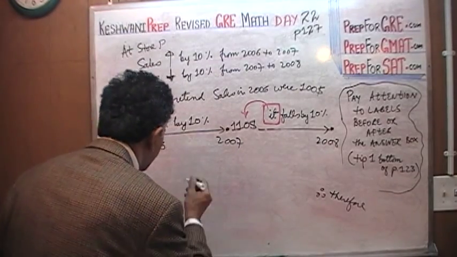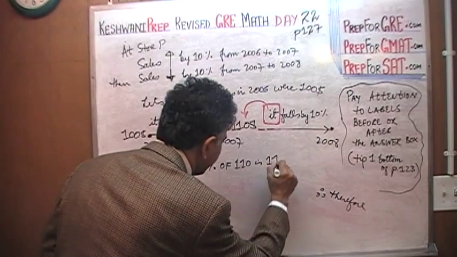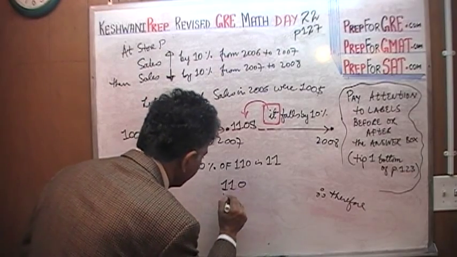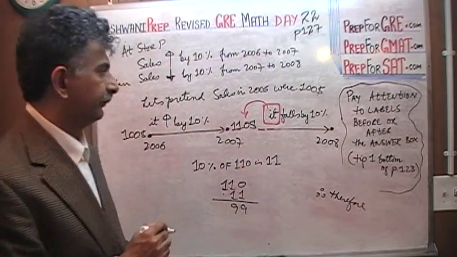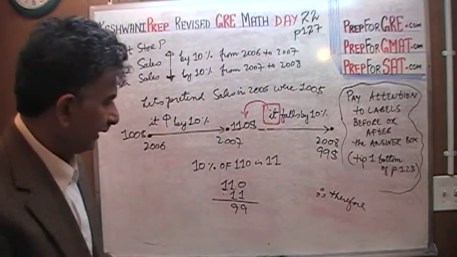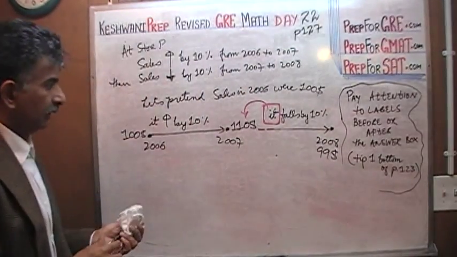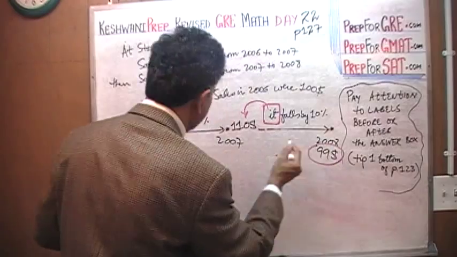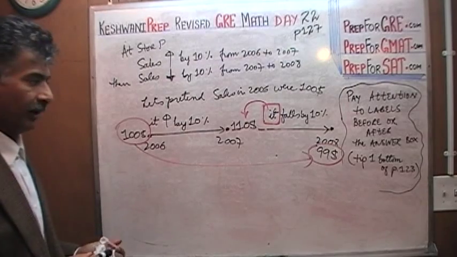10% of 110 is 11. You just drop a 0. So you start out with 110, and you subtract 11 from it. You're going to end up with 99. So you end up with $99 by the time you take away 10% from 110. So now the question is, how does this final figure of $99 compare with the original figure? It went from 100 to 99.